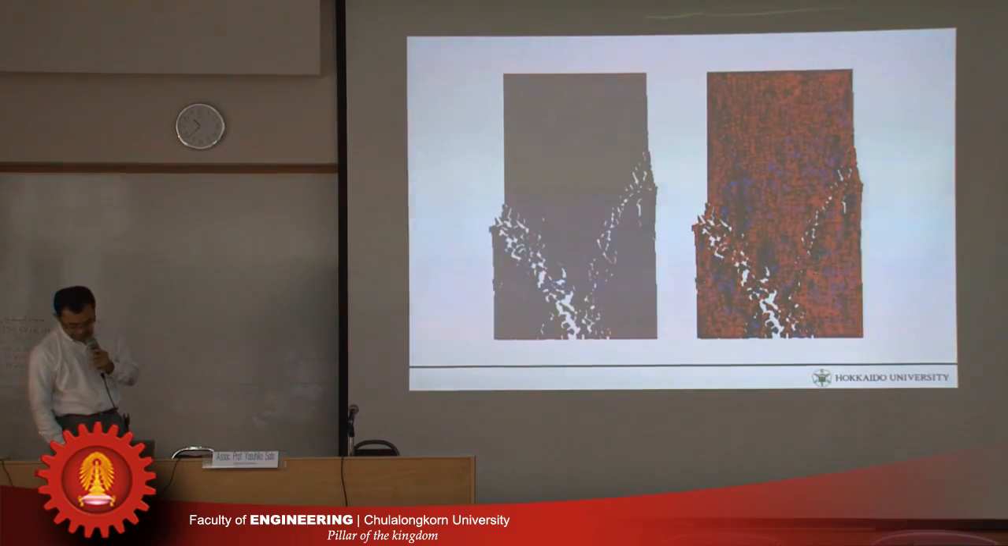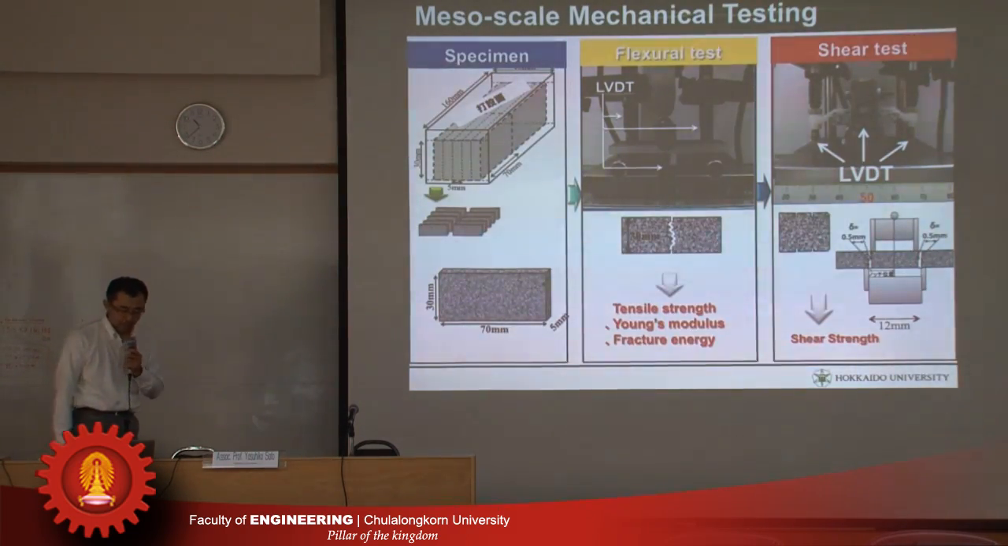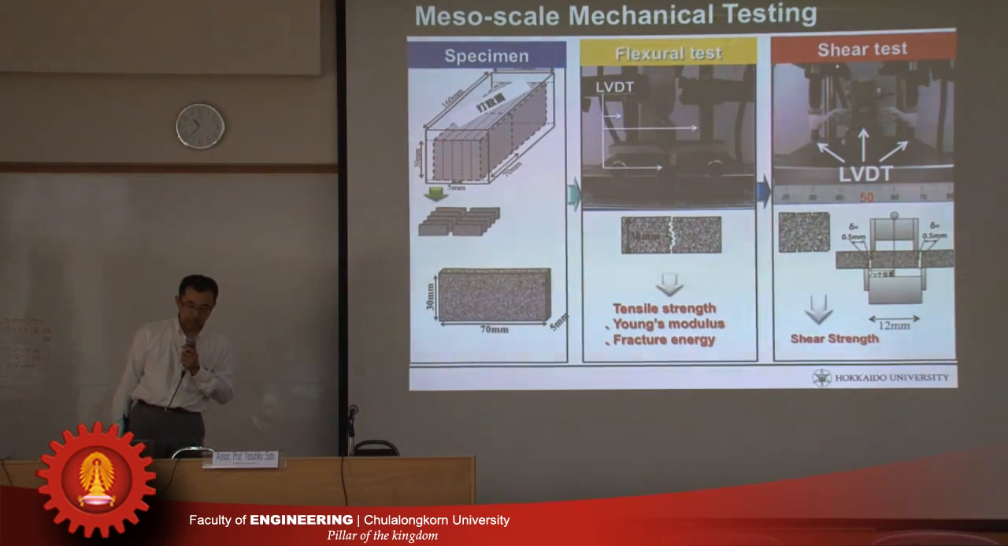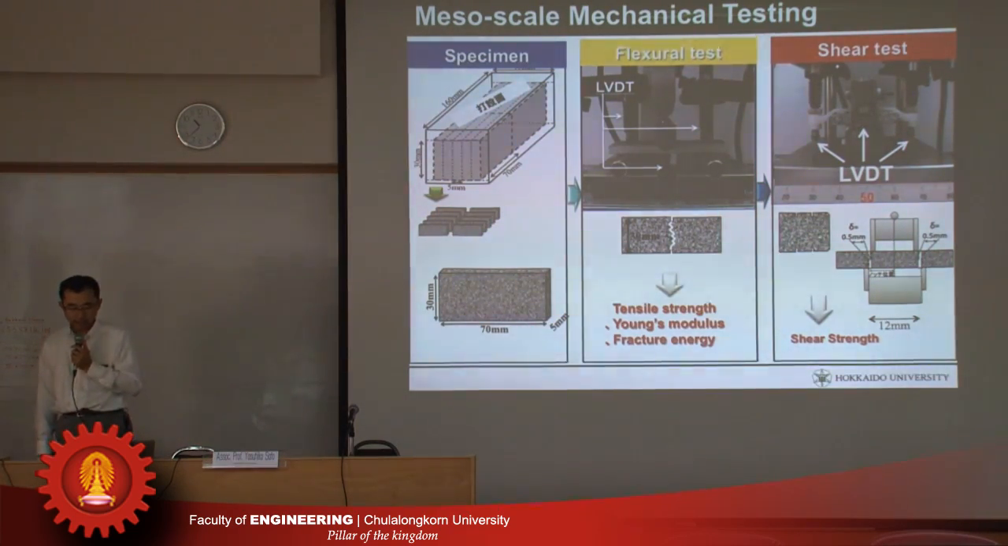So using that RBSM, we are now trying to evaluate the mechanical performance of such mesoscale concrete after the deterioration. Using several tests, first of all, of course, we have to prepare the specimens. Let's say, a typical size is a thickness of 5 millimeters, a length of 70 millimeters, and a width of 30 millimeters, something like that.